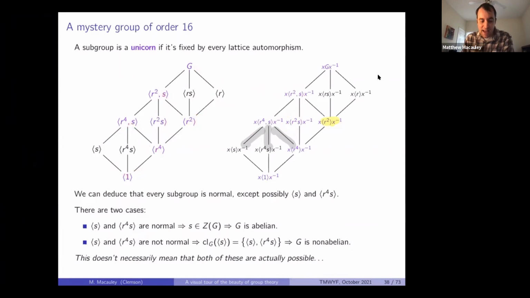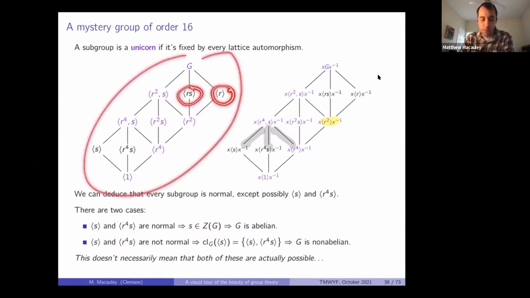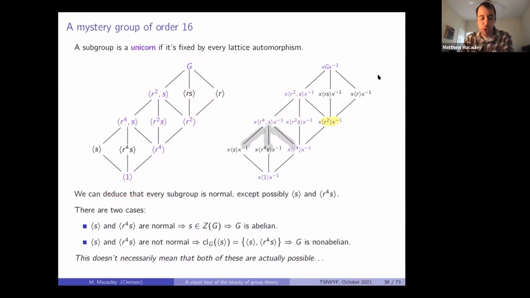So I color the unicorns purple because unicorns are purple. And these things have to be normal. These also have to be normal because they are index 2. So in this mystery lattice, every subgroup has to be normal except possibly these 2. Now there are 2 possibilities. If the conjugacy class of S is itself, then it's normal. Both of these are normal. Then this is central and the group is abelian. I won't go into the details for why, but in other words, if these 2 things are not conjugate, the group is abelian.